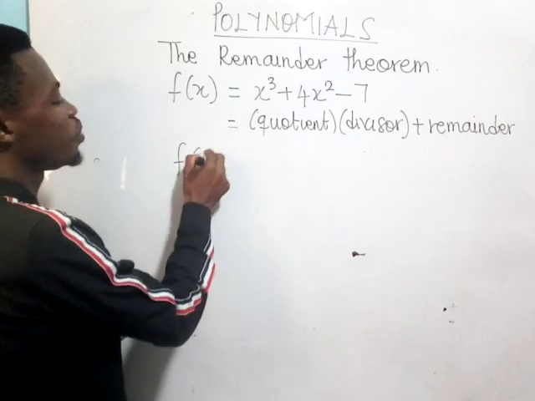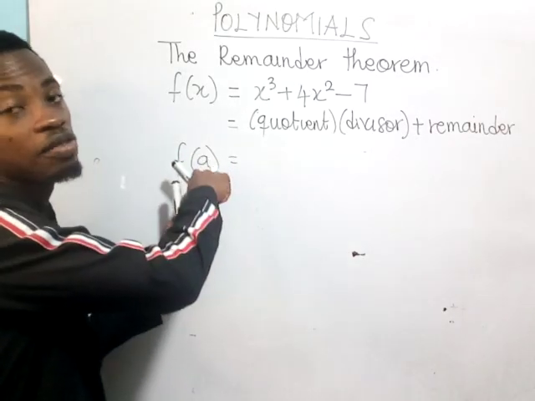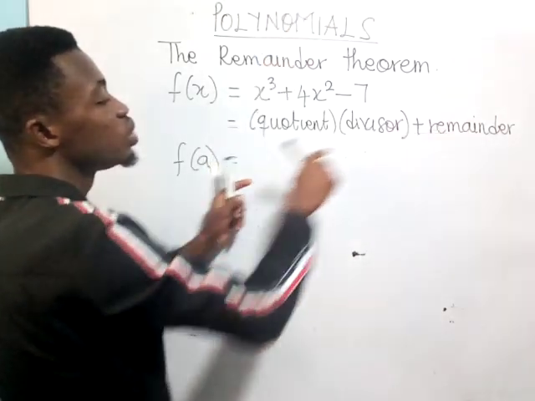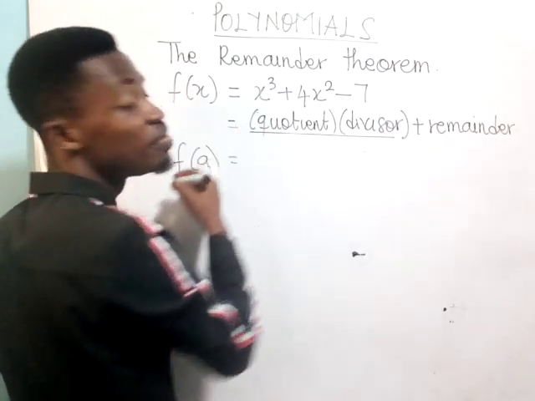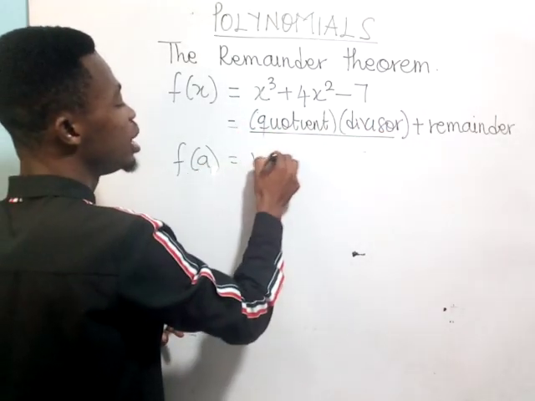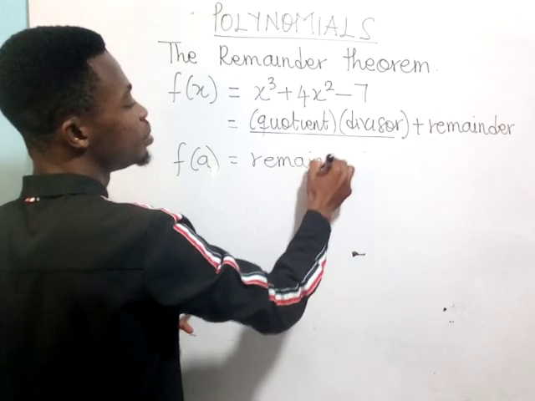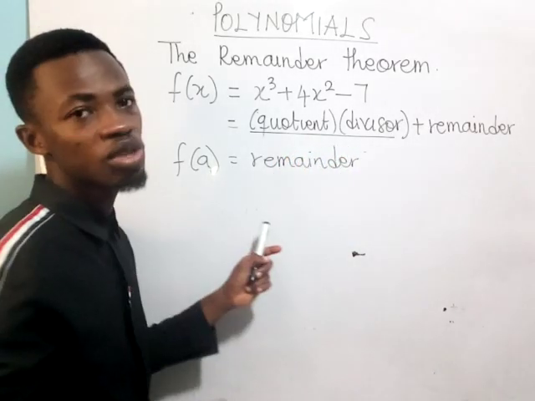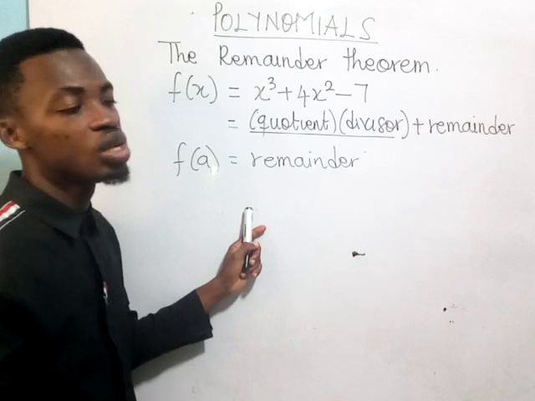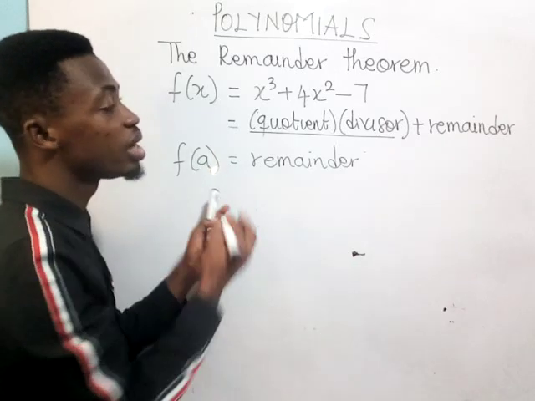when f of a, that's any value, is introduced into this and gives us 0, then we'll be left with the remainder. And this is the concept of the remainder theorem. So let's pick an example and make it practical.